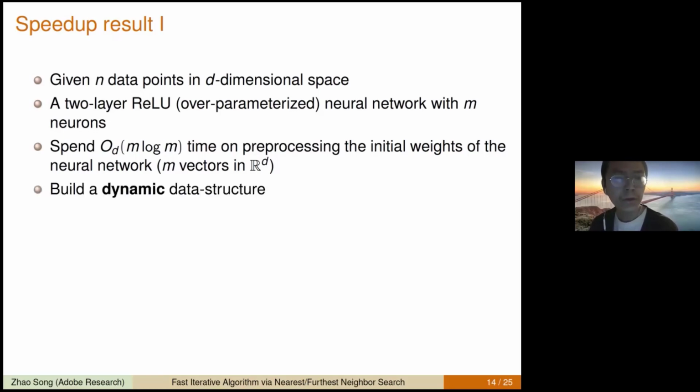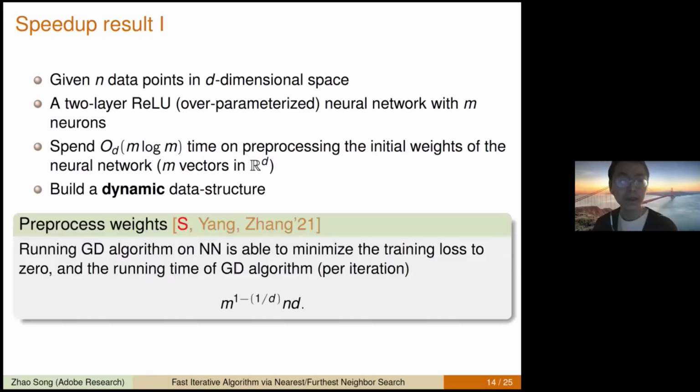So if we process the initial weights, we can build a dynamic data structure, which is a neighbor search data structure. Then if you run a GD algorithm, the same algorithm as all the previous work, you can get a slight improvement: instead of m, you can get m to the 1 minus 1 over d. As you can see, when d is super large, this improvement is very tiny. But for some constant d, you do get some improvement in theory.